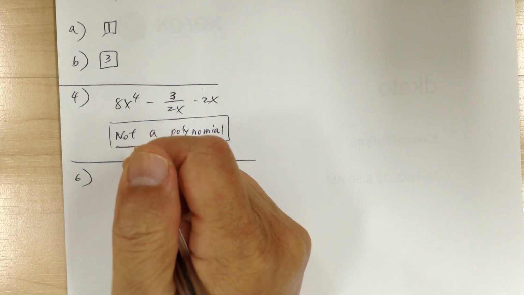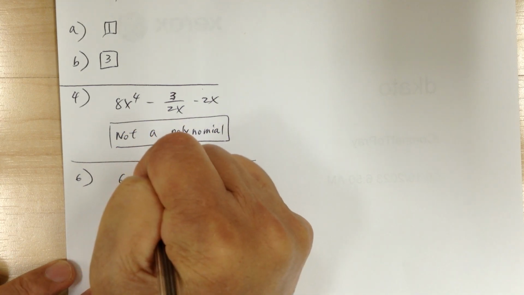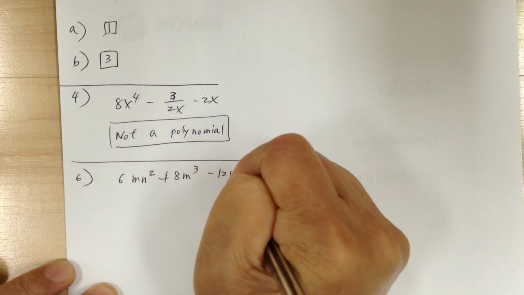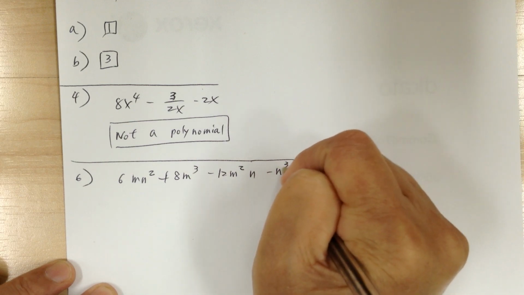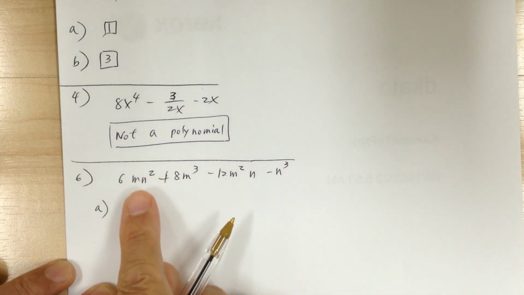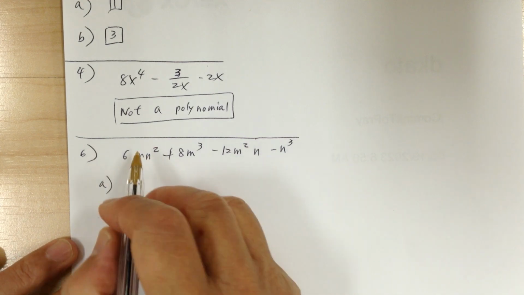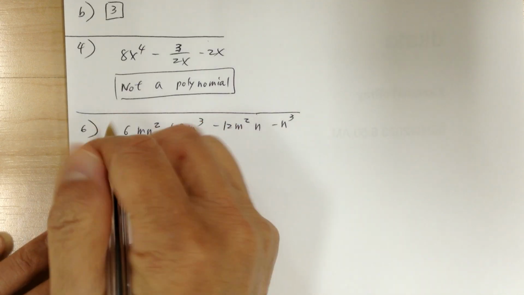Okay, number 6. You have 6mn squared plus 8m cubed minus 12m squared n minus n cubed. So part A, you're looking for the degree of the first term. So this one ends at 3 because you got 1 degree from here and 2 from here. So this would be 3, the third degree.